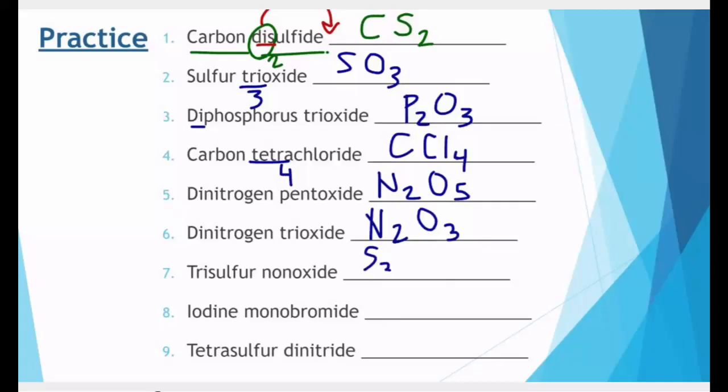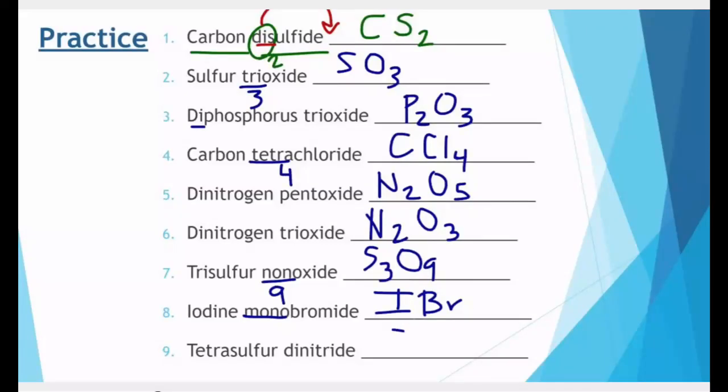Trisulfur, I have 3 sulfurs. Nonaoxide, nona means 9, so I have 9 oxygens, so O9. Iodine is I. Mono means 1, so I have 1 bromine going with that iodine, so just IBr. We don't write ones. Even when we see the mono prefix there, we don't write any ones in our subscripts.